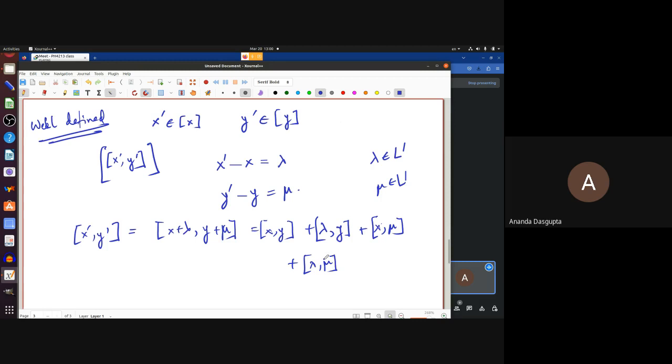Now, this is where the importance of L prime being an invariant subalgebra comes in. L prime being a subalgebra means this thing definitely belongs to L prime, right? Two elements from the subalgebra, take the bracket, has to be there. But what about these two? Yes? They belong in L prime. They will also be in L prime, but that's because L prime is an invariant subalgebra, right?